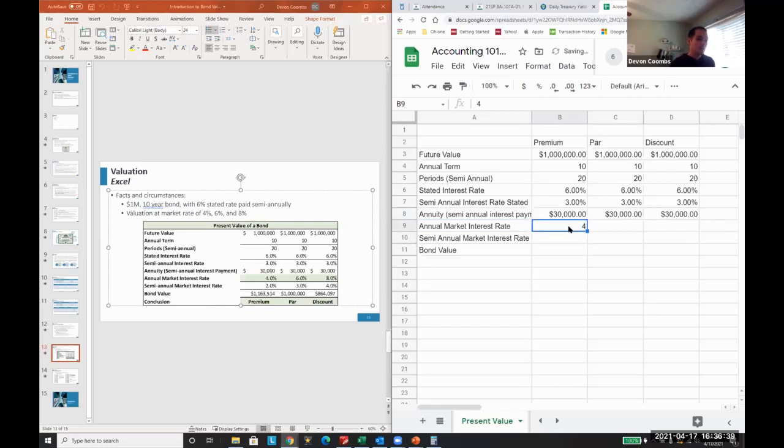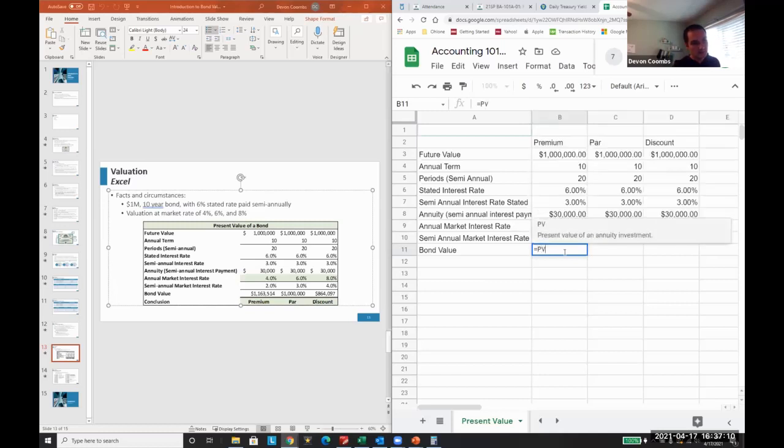So what if we say 4%? The market interest rates can change at any given time. 4%, 6%, 8%. We also have to divide this into periods. We're always going to give interest rates in annual terms. It's always going to be annual. So the semi-annual rate we have to determine by just dividing it by 2. We can then just use the calculator here to determine the present value.